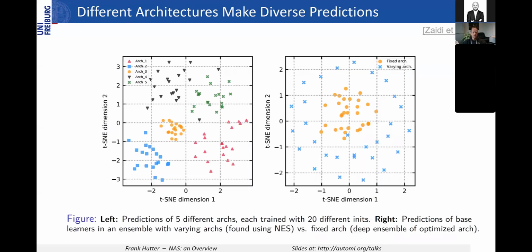All right. So here's a picture showing that different architectures really do make diverse predictions. Here on the left, we have predictions from 5 different architectures, and you see that the predictions of each of the individual architectures really cluster together. Whereas on the right, we have predictions of the base learners in an ensemble, here found using neural ensemble search, and here just the ones of the deep ensemble of the optimized architecture. So the predictions are much more similar for a given architecture than they are across different architectures.